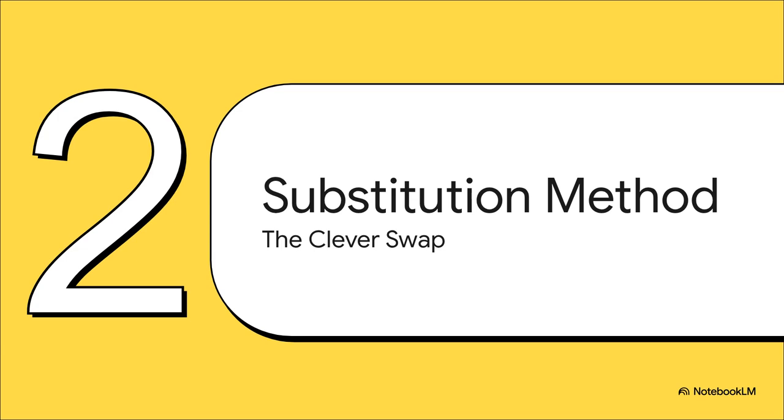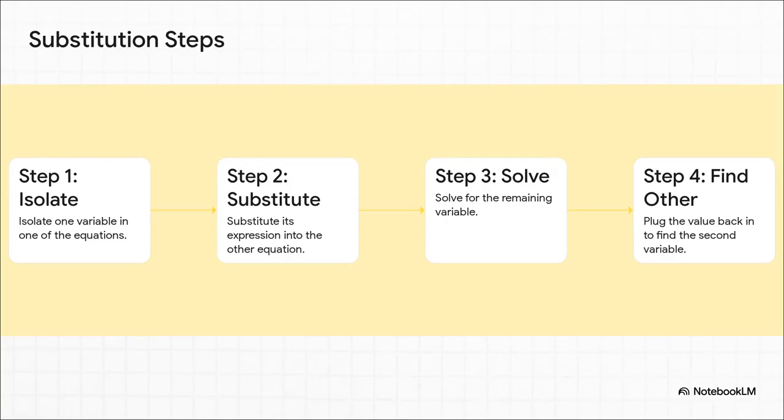The very first tool we've got is the substitution method. I like to call it the clever swap. This is your best friend when one of the equations has kind of done some of the heavy lifting for you already by telling you what one variable is. It's all about a strategic swap. The whole process is really just a simple four-step game plan.